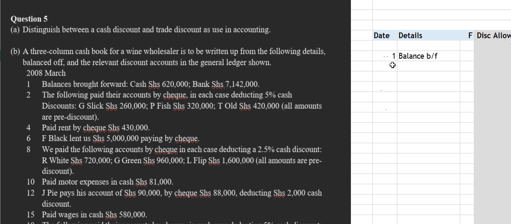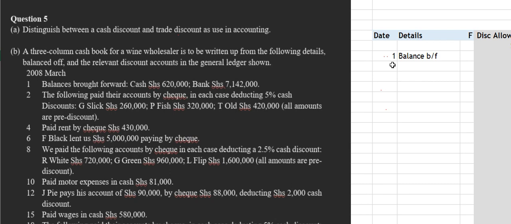So we debit the cash book. We are receiving money, but of course we are receiving less by the 5% discount. So if you are receiving money, then we have to debit our cash book. The debit side of the cash book is for receipts. The credit side of the cash book is for payments.